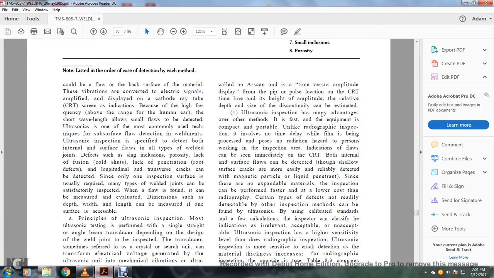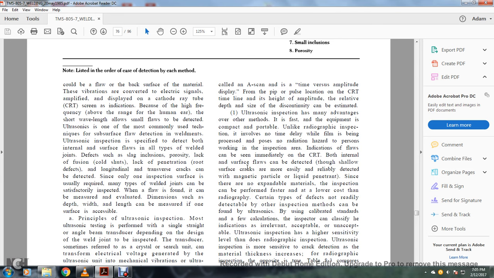Ultrasound inspection has many advantages over the other methods. It is fast and the equipment is compact and portable. Like radiographic inspection, it involves no time delay with film and its processing, and it possesses no radiation hazard to the person when inspecting the area. The indication of the flaws can be seen immediately on the CRT. Both internal and subsurface flaws can be detected.